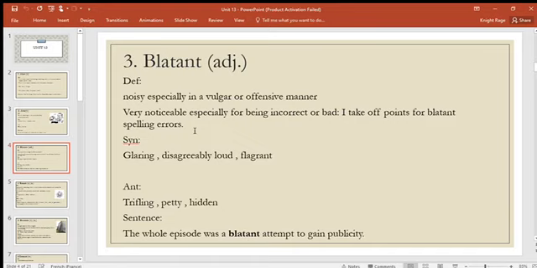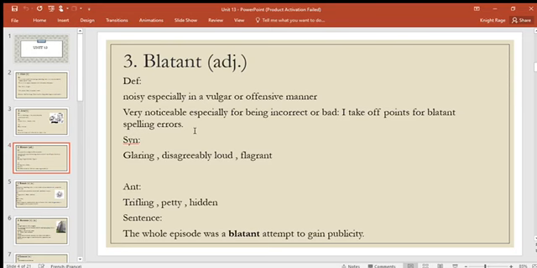As I told you, the word is most commonly used in the second context, which means completely obvious, especially in an offensive manner. For example, when the waitress ignored the African American family, everyone felt as though it was a blatant case of racism.